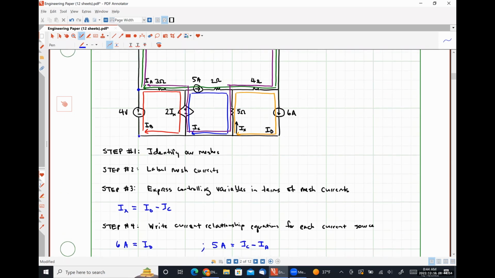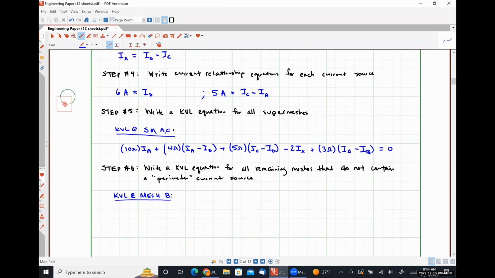So starting down here, we're going to have -4 plus, then we see our 3 ohm resistor, and that's going to be carrying a mesh current of IB minus IA. Then we see the positive polarity terminal of our dependent voltage source, so we're going to have twice IX. That's our last term. Set it equal to 0.